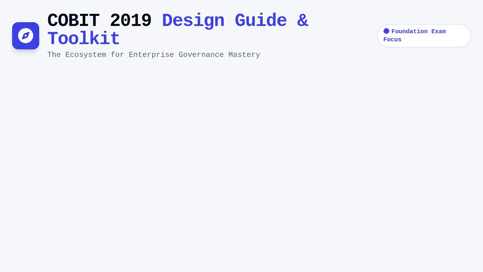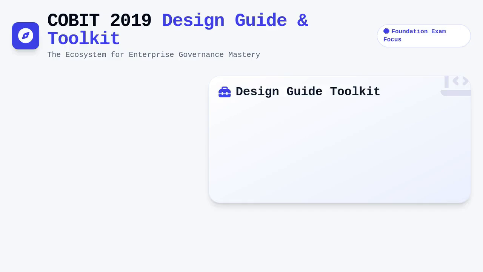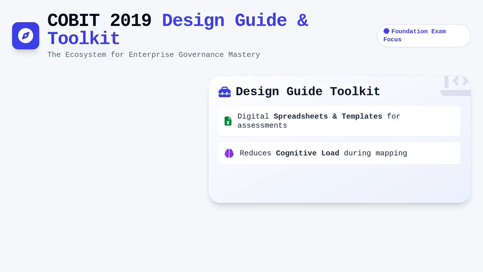It is also important to recognize the inclusion of the COBIT 2019 Design Guide Toolkit, which accompanies the printed manuals as a digital resource. This toolkit contains spreadsheets and structured templates that assist practitioners in conducting the necessary assessments during the design phase. You will find that these resources are designed to reduce the cognitive load involved in mapping enterprise goals to governance objectives. When you are studying for the foundation exam, keep in mind that the examiners expect you to understand the relationship between these components.